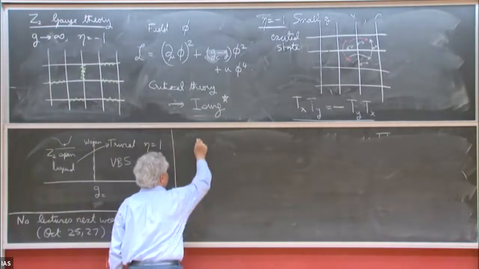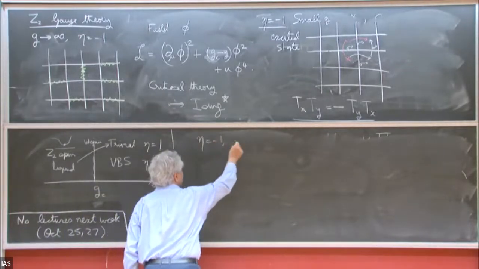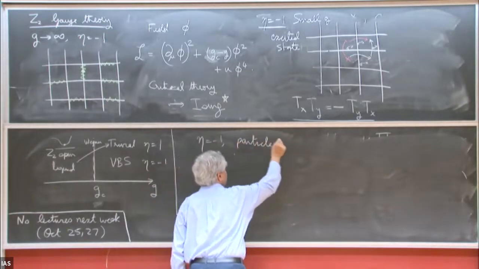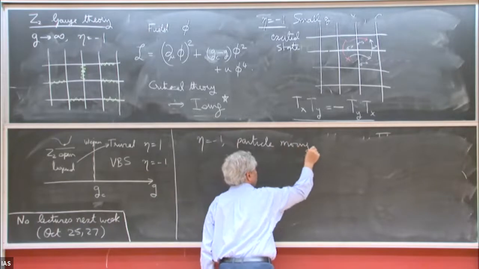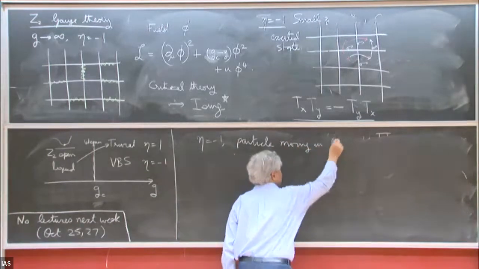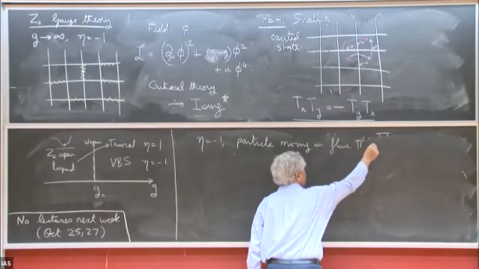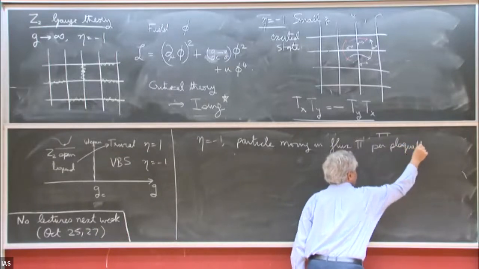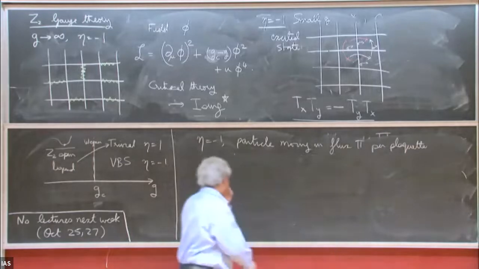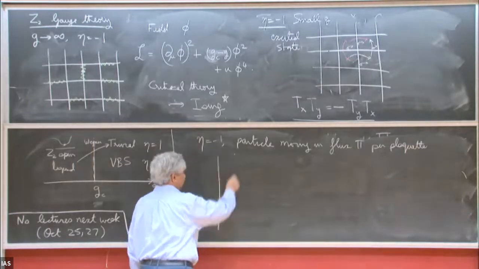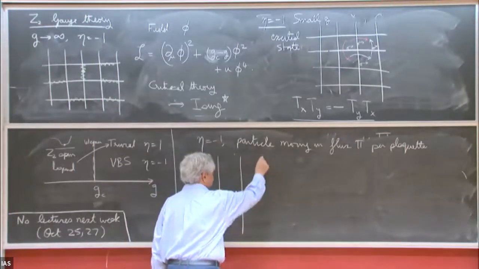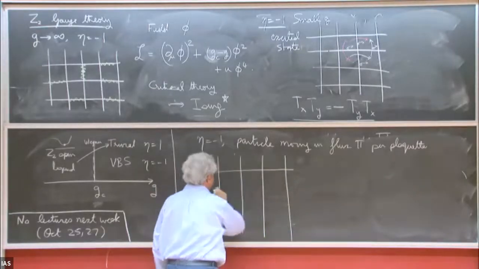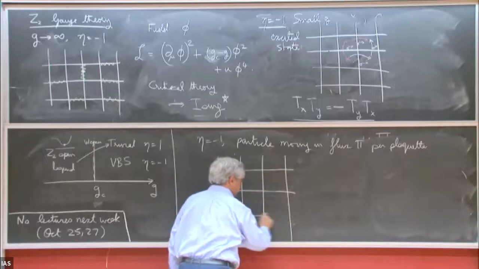So we're going to have eta equals -1. The particle moving in flux pi per plaquette. Okay, this is the kind of thing we're very used to doing for electric charges, but not for magnetic charges. It's essentially the Hofstadter problem. So the only thing is the dual lattice, that's all.